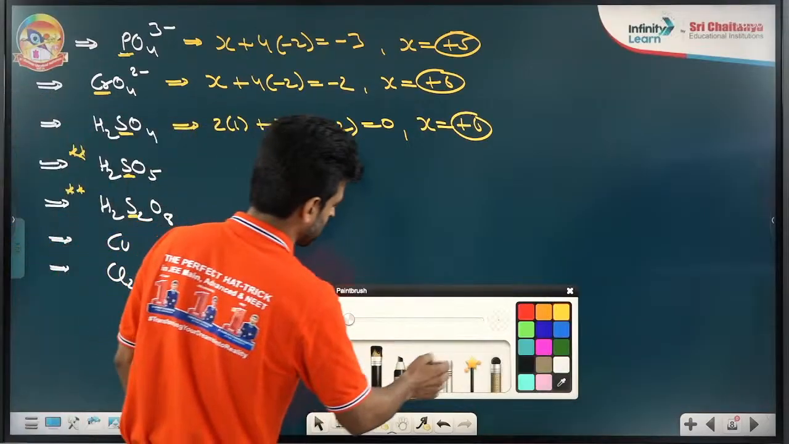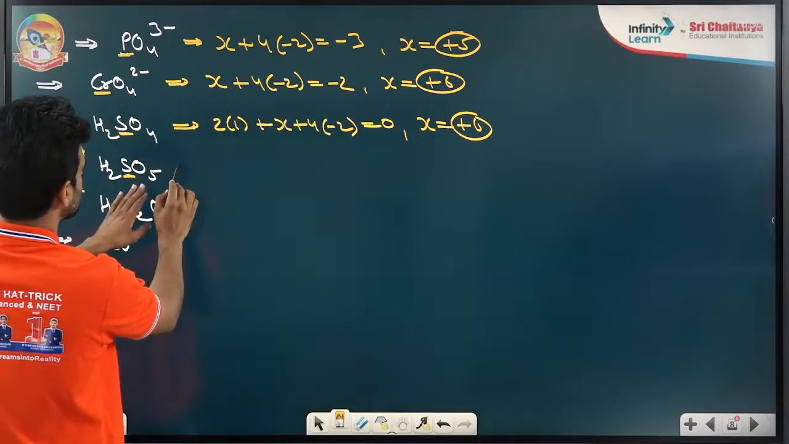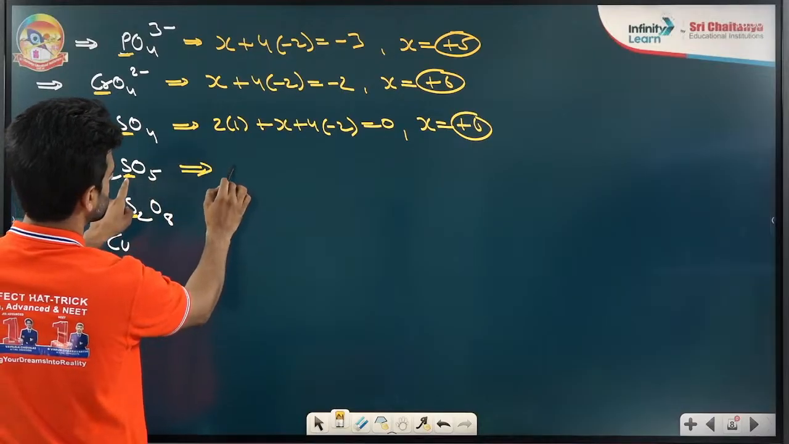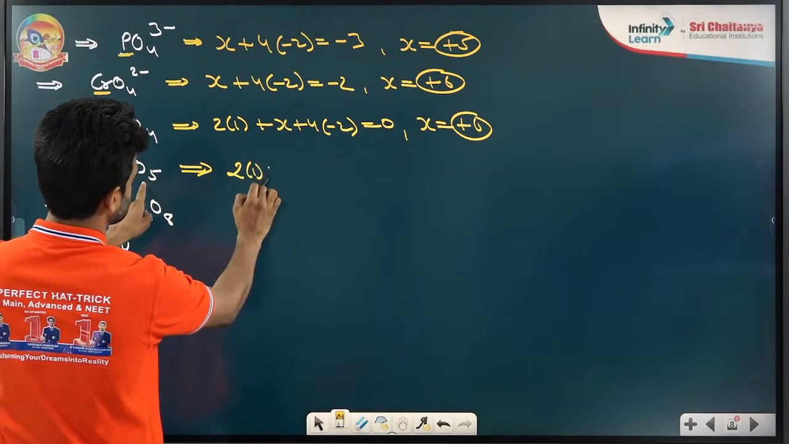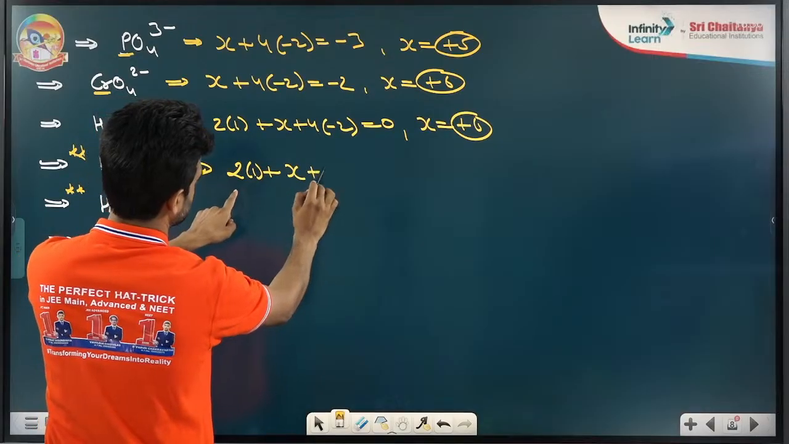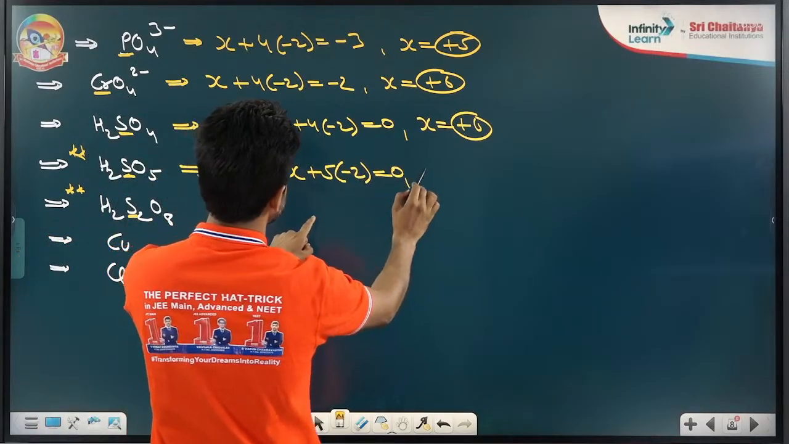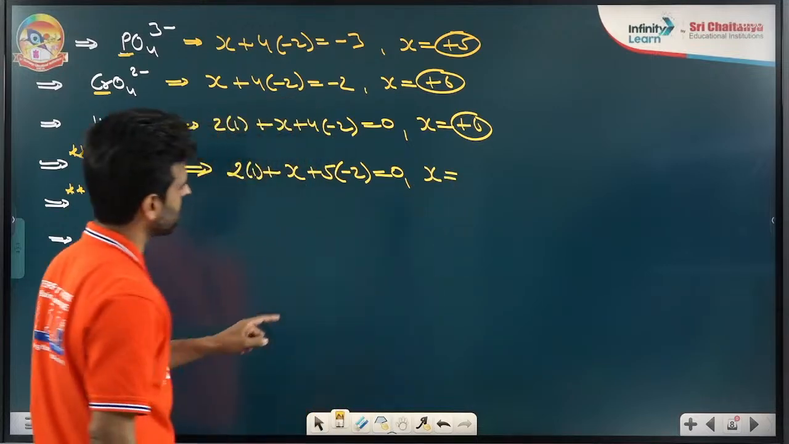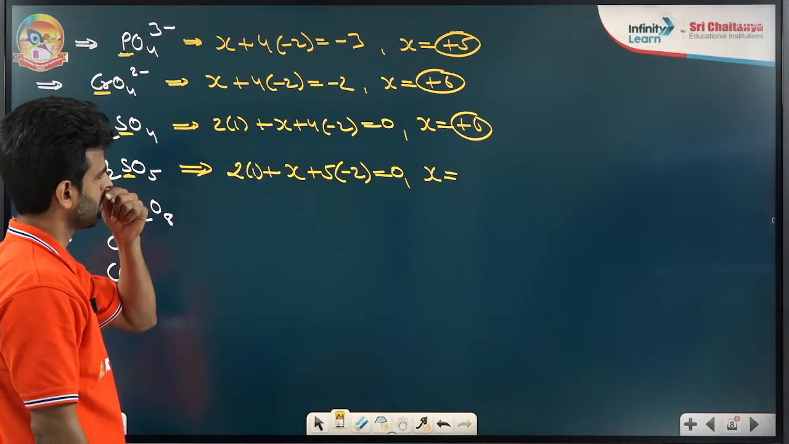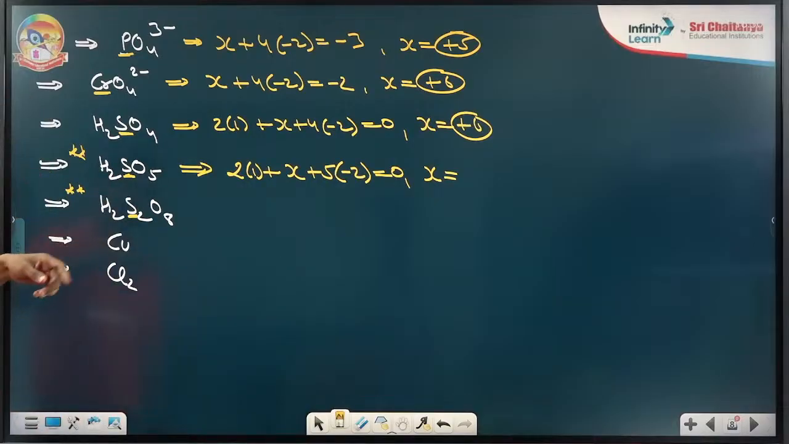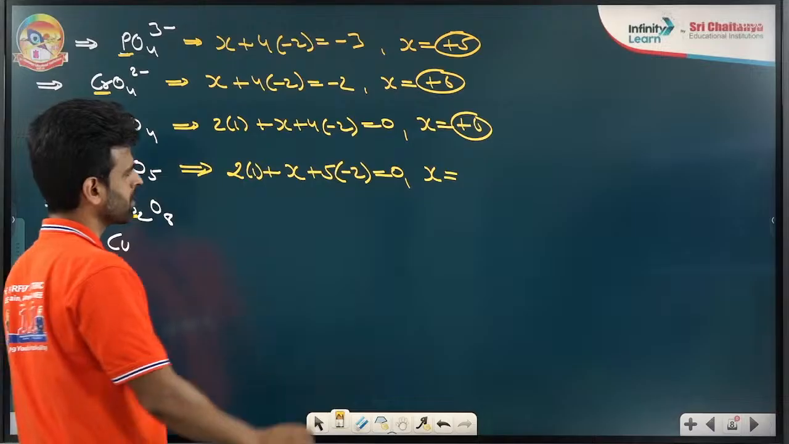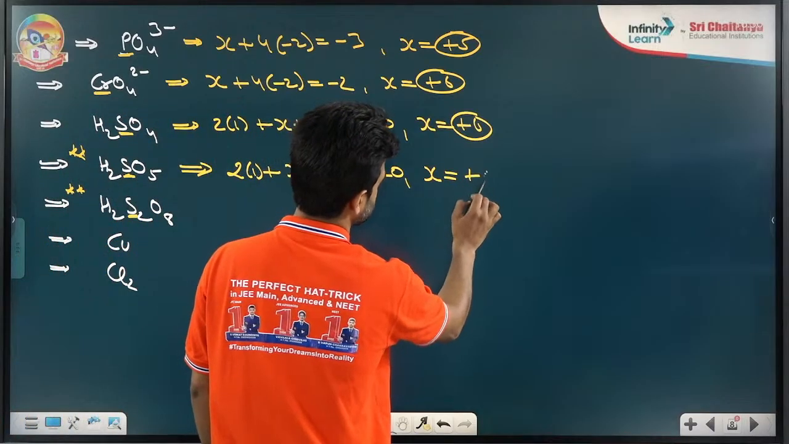Actually, this is a peroxide. Normally, what are you doing? You are applying a formula, simply 2 into 1. Sulfur, you are writing x. And you are saying 5 into -2 equals 0, right? And from here, if you find the value, what's coming? Sulfur is coming how much? It's coming +8, right?